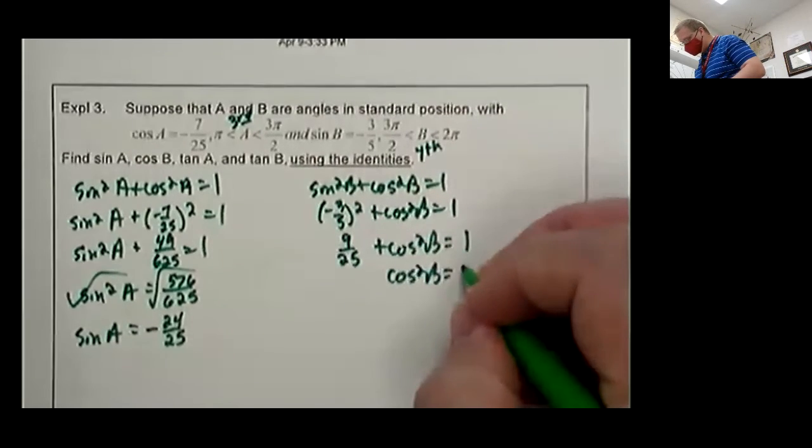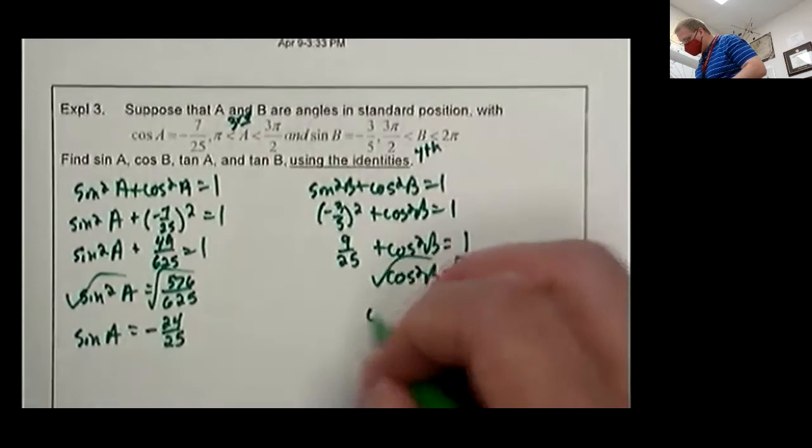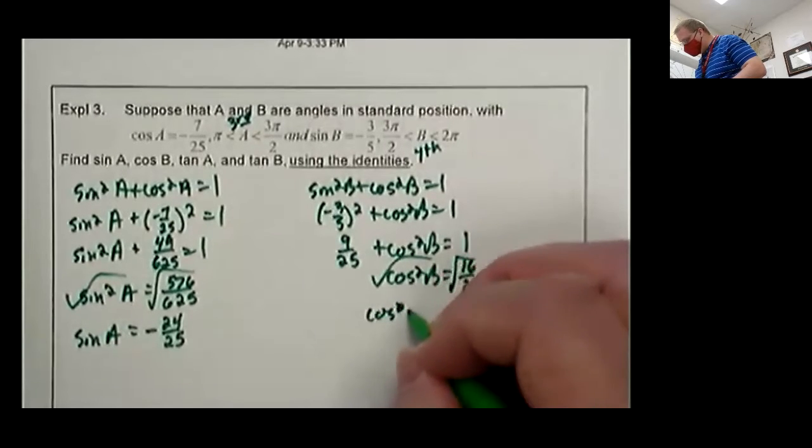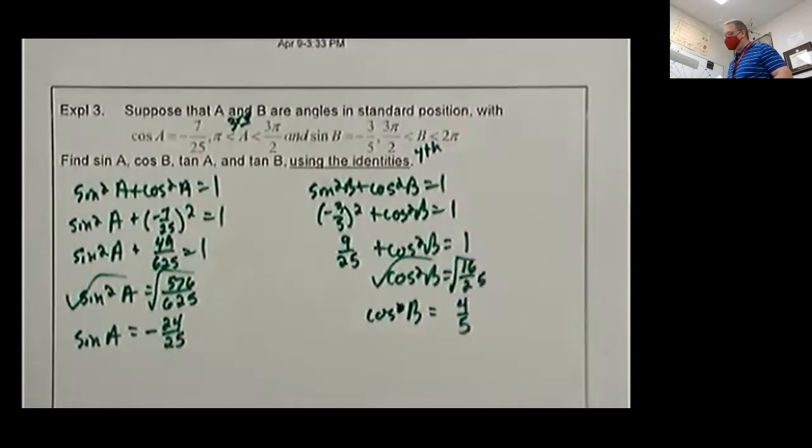Cosine squared B then is equal to 16/25. We'll square root both sides. Therefore, cosine of B is equal to plus or minus 4/5. Again, now we need to go back and evaluate, is that a plus or a minus?